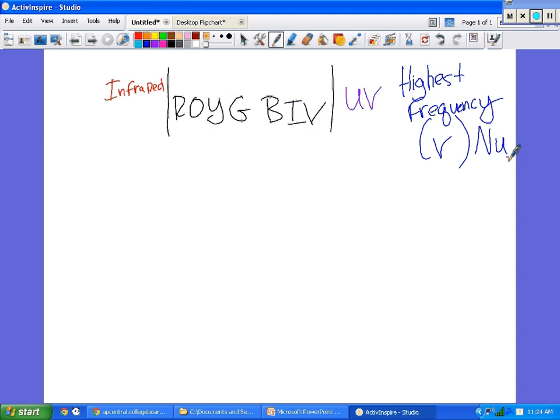Now, high frequency. It's the amount of waves that pass a given point in a second. That's why it's per second. Okay. Now, highest frequency. So what does that tell you about the wavelength if it hits you like this? Really, really short. All right. So not only does it have the highest frequency, it has the shortest wavelength.